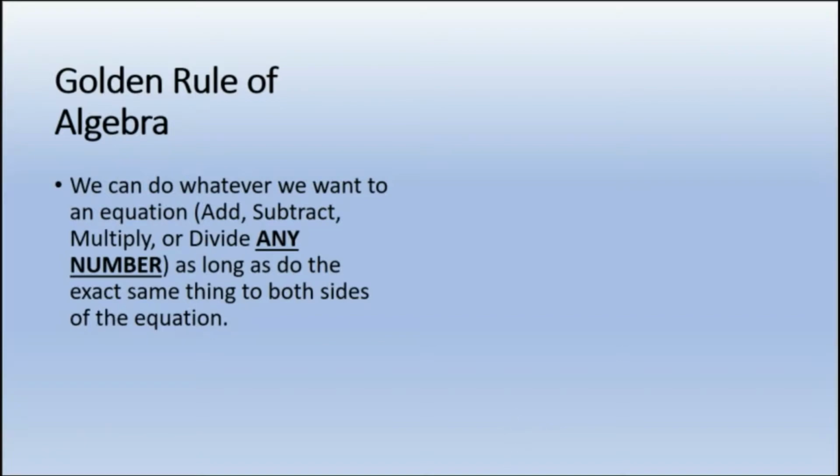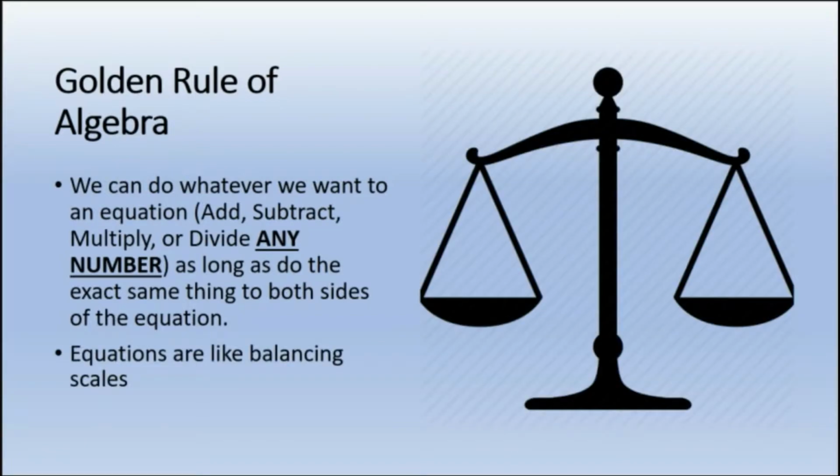Because equations are like balancing scales. If we put weight on one side of the equation, to balance it, we need to put weight on the other side, and they have to be equal. So we're going to use the golden rule of algebra to solve for x now. Let's go back to our first example.